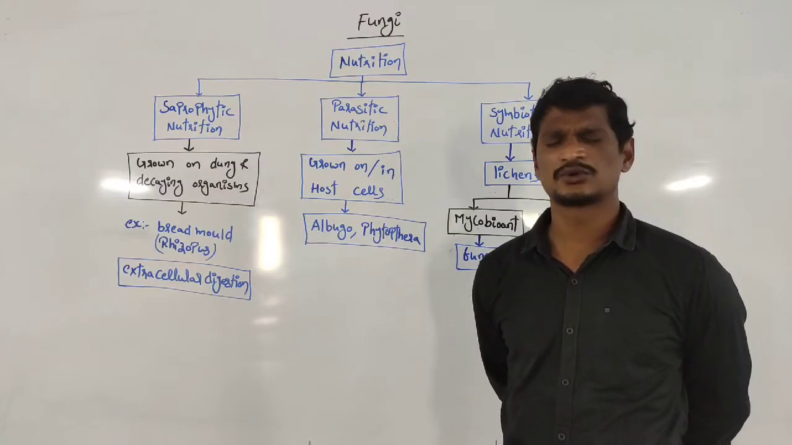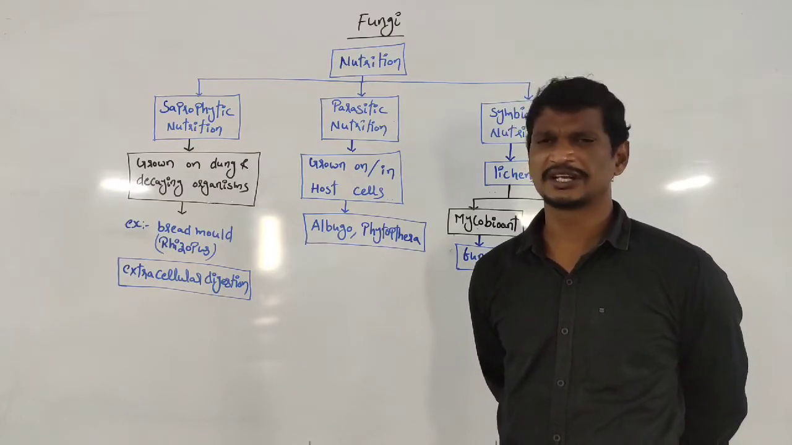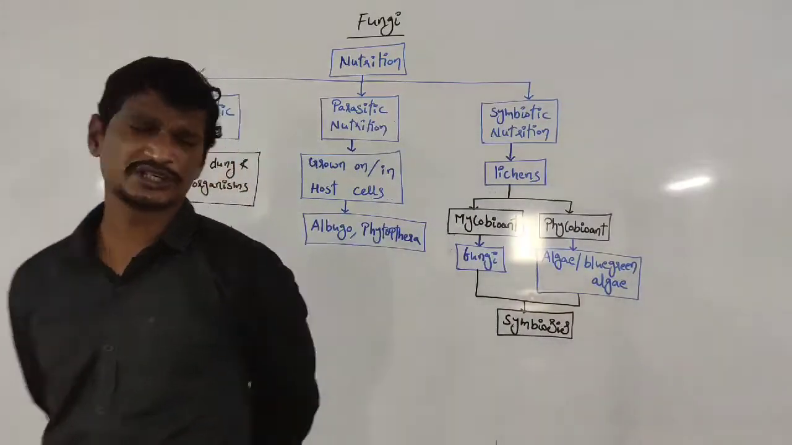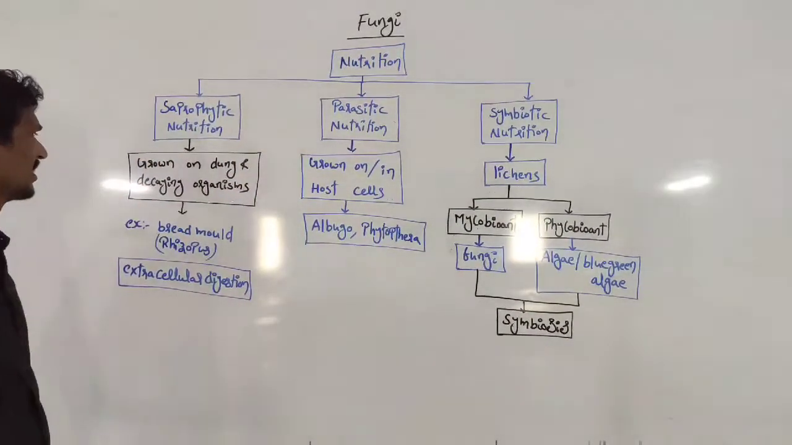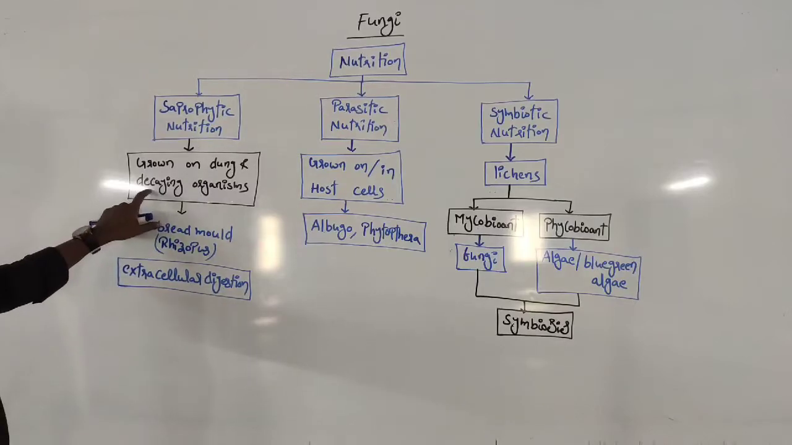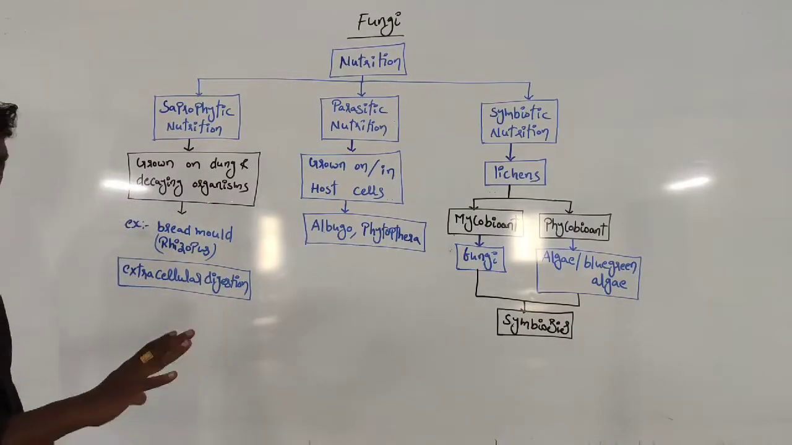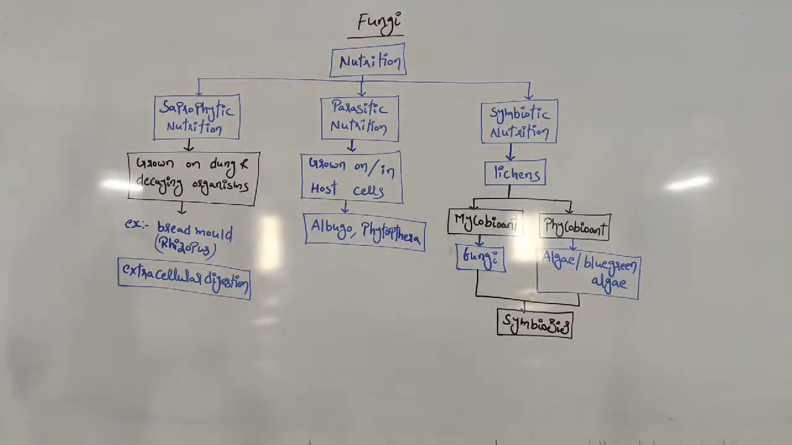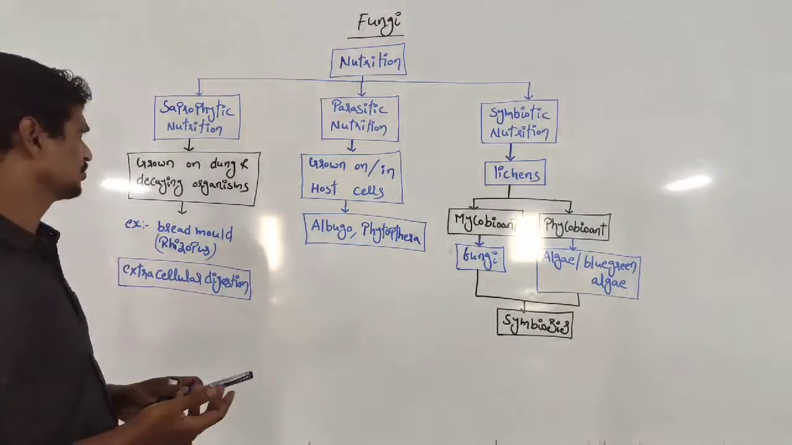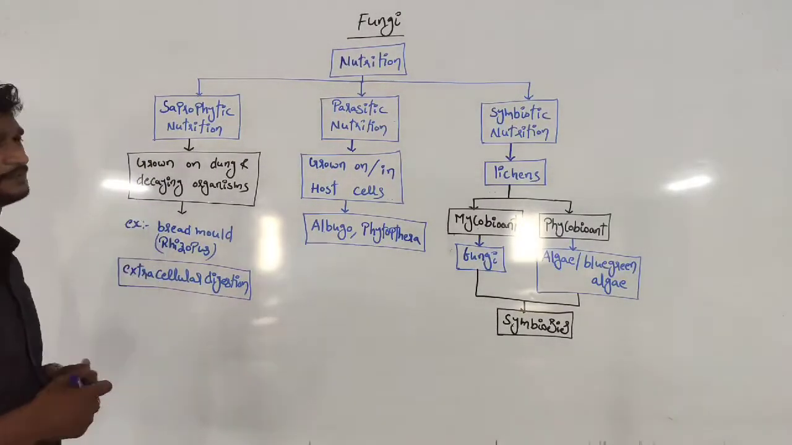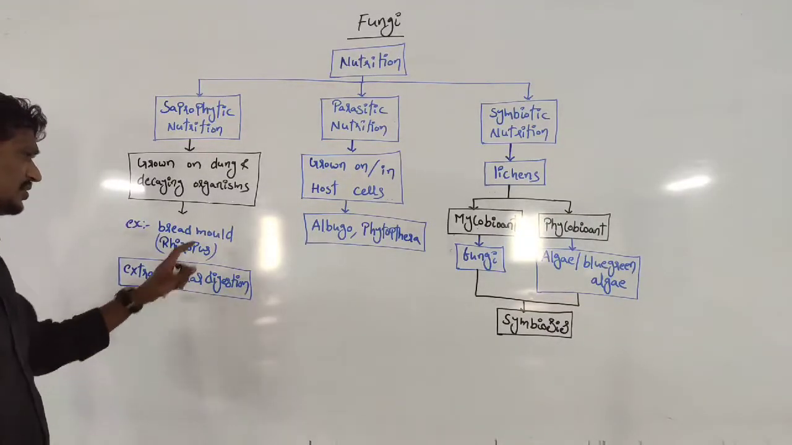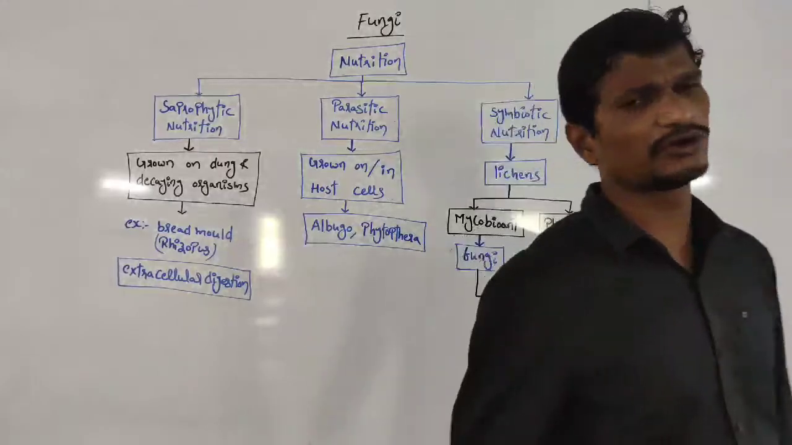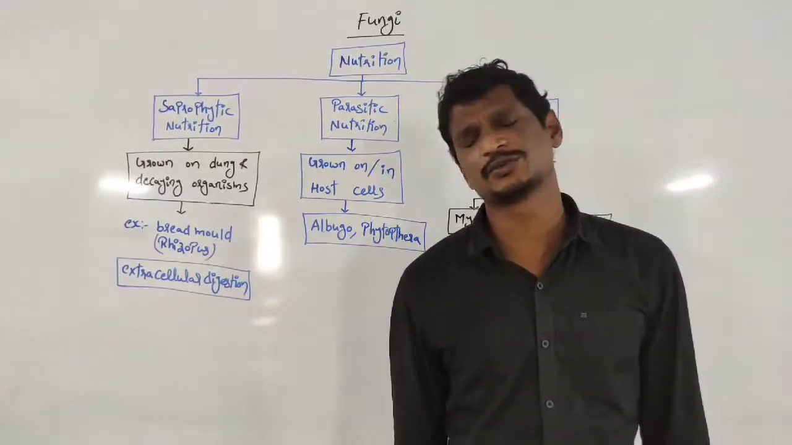That fungus is also grown on the surface of the dung. So that is about growth on dung and decaying organisms, meaning whatever decaying parts are there, especially plant parts or animal parts. The decaying process is done by the saprophytic fungi. One of the best examples is bread mold, which we discussed already. This is also called pin mold, that is nothing but Rhizopus.